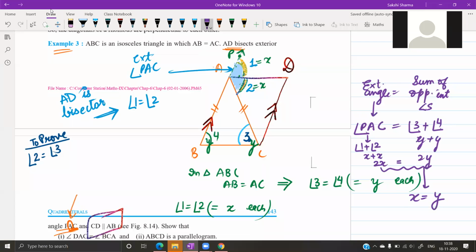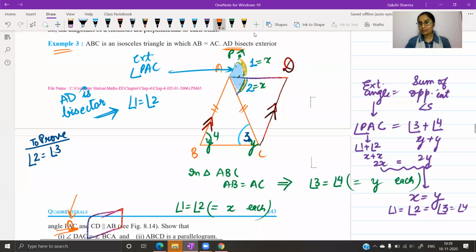x equals y. They are equal. x equals y, and isn't x representing angle 2? y is representing angle 3. Yes. So angle 1, which is equal to angle 2, both are represented by x, and the y's are being represented by 3 and 4. They are all equal to each other.